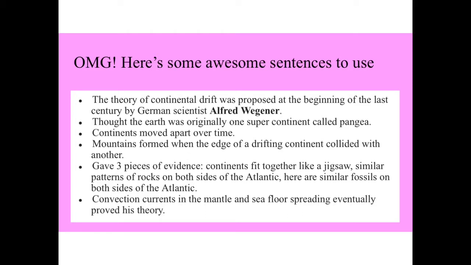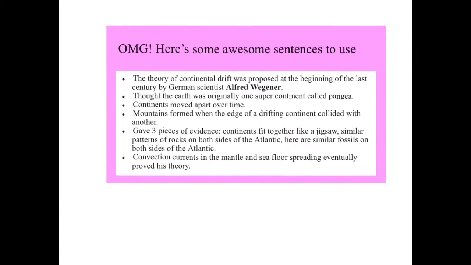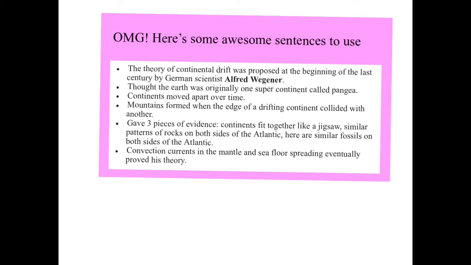He gave 3 pieces of evidence: the fact that the continents fit together like a jigsaw, a similar pattern of rocks on both sides of the Atlantic, and there were similar fossils on both sides of the Atlantic, mainly from species that couldn't swim. They wouldn't have been able to swim over there, so they must have been able to walk when the continent was all slotted together in one giant continent. Convection currents in the mantle and seafloor spreading are eventually what proved this theory.